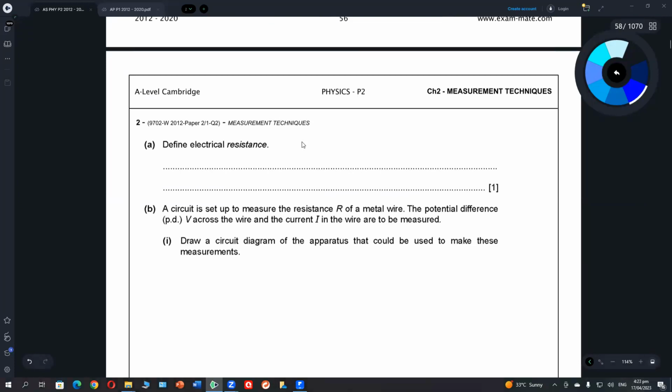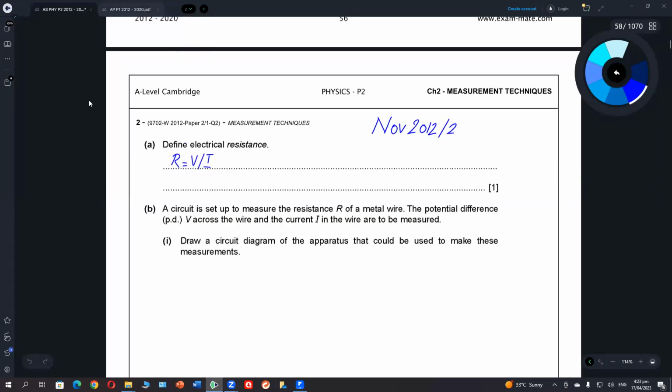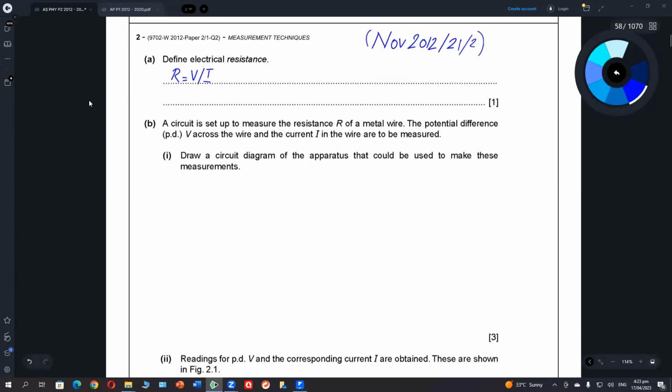Define electrical resistance. You can define electrical resistance from the formula R is equal to V upon I. So resistance is defined as the potential difference across a conductor per unit amount of current. This is the definition coming from the formula.